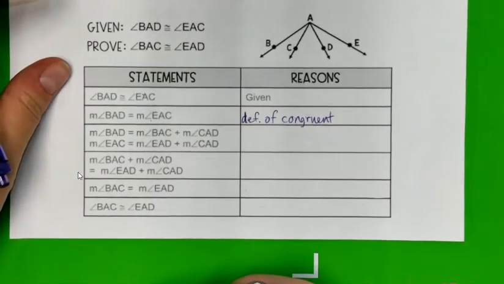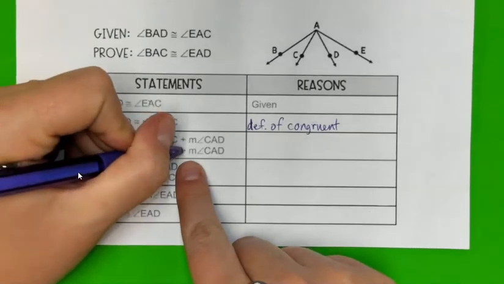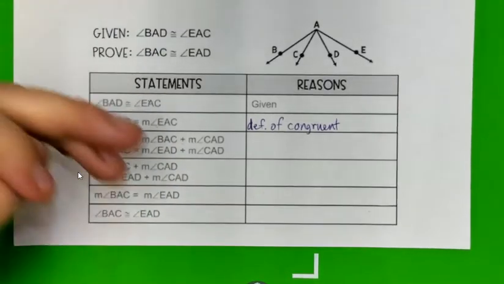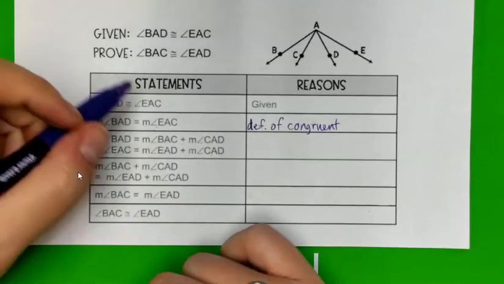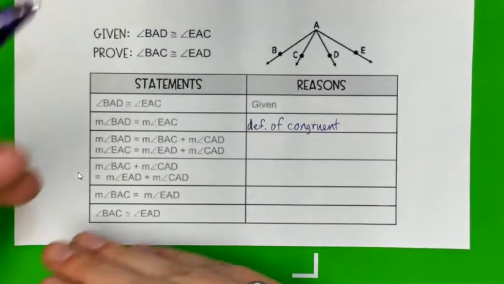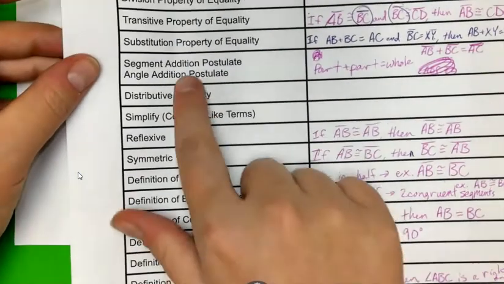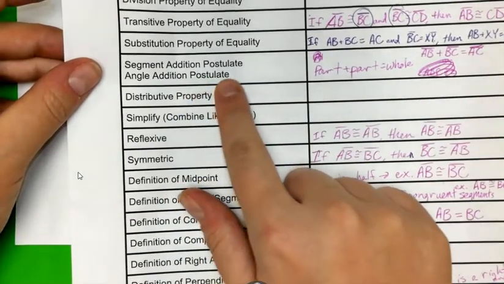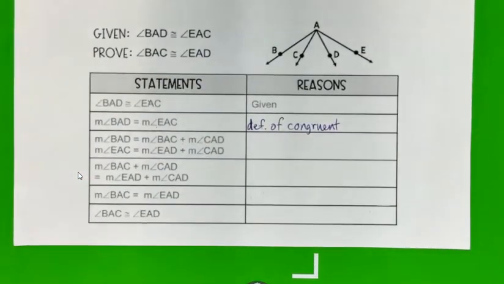Okay, and the next step. Last time we talked a little bit about if there's a random addition symbol, a random plus sign that comes out of nowhere. Like, where did that even happen? You need to look at the picture and see if it could possibly be part plus part equals whole. Because if it's part plus part equals whole, then it's going to be the segment or angle addition postulate. In this case, it would be angle addition postulate.